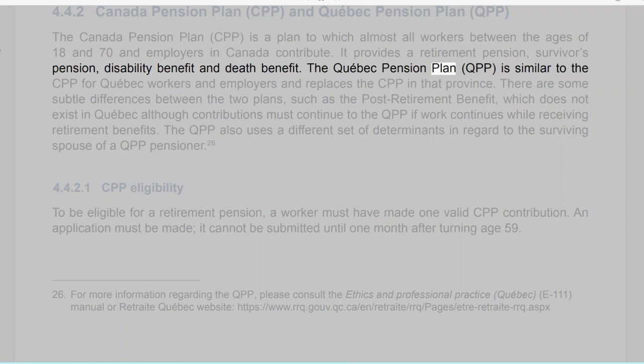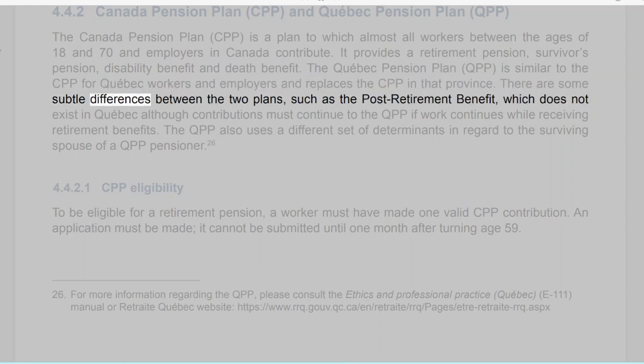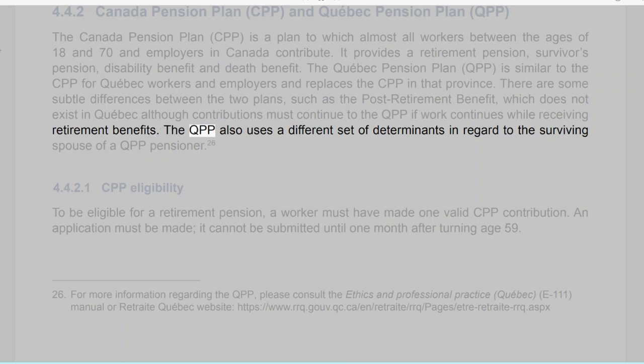The Quebec Pension Plan, QPP, is similar to the CPP for Quebec workers and employers and replaces the CPP in that province. There are some subtle differences between the two plans, such as the post-retirement benefit, which does not exist in Quebec although contributions must continue to the QPP if work continues while receiving retirement benefits. The QPP also uses a different set of determinants in regard to the surviving spouse of a QPP pensioner.